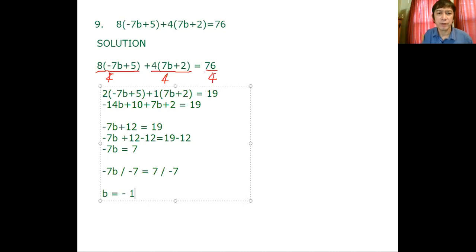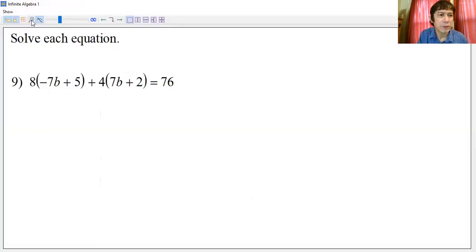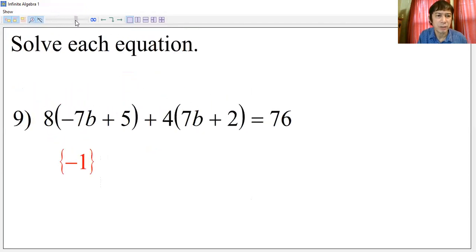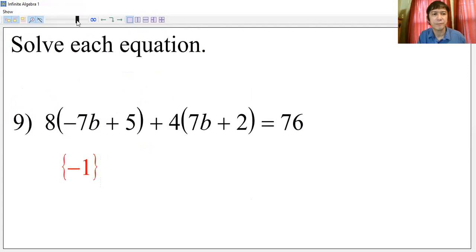All right, so let's verify. Remember, our answer is negative 1 for variable b. So we shall proceed to the next screen. All right, so this will be over here. And where's the answer? There, it's negative 1. And you can see it clearer. I can enlarge it there. It's negative 1. That's our answer on the other side.